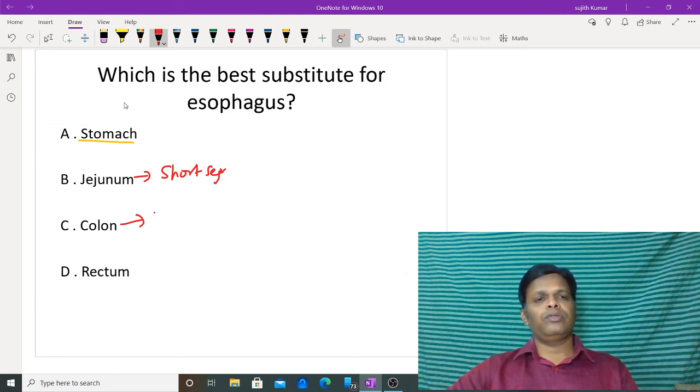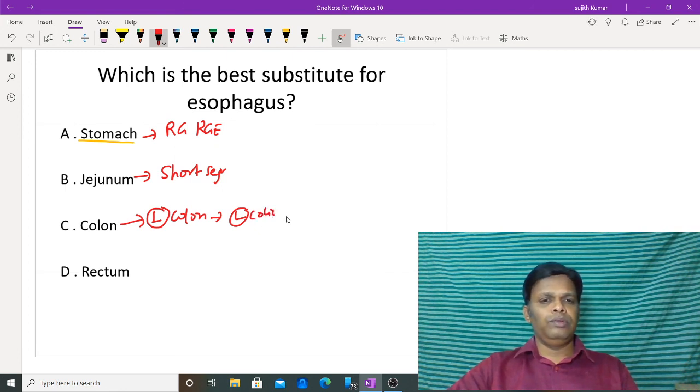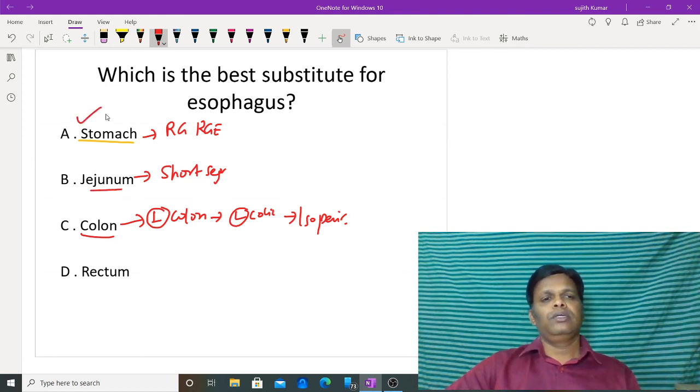Already we discussed that the stomach is based on the right gastric and right gastroepiploic artery, but the colon, particularly the left colon, is based on the left colic artery, and you have to keep the loop in an isoperistaltic manner. That is very important: isoperistaltic manner. So this is another important point. The colon also you can use, the jejunum also you can use, but the best substitute is the stomach.